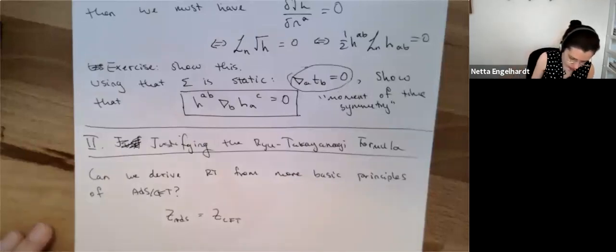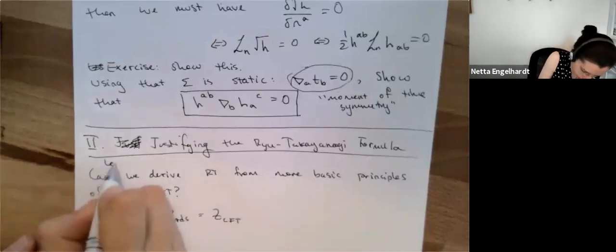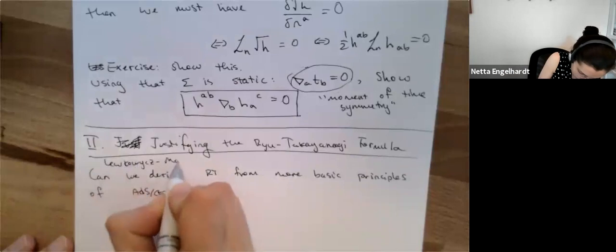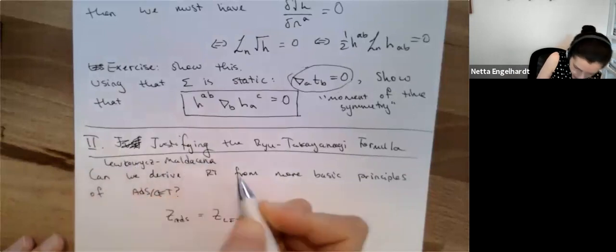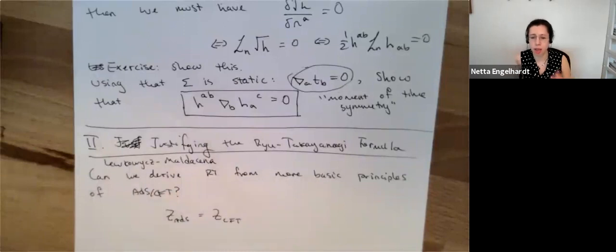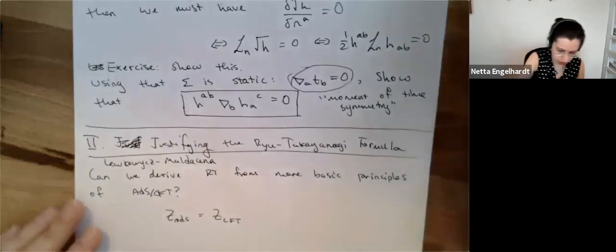This is an argument due to Lewkowycz and Maldacena. It has been generalized beyond the static classical case to include all kinds of corrections, to include dynamics. I'm not going to talk about those more general cases. I just want to give you a flavor of how the argument is supposed to work, and for that we can just work in this static classical case. So how does the argument work?